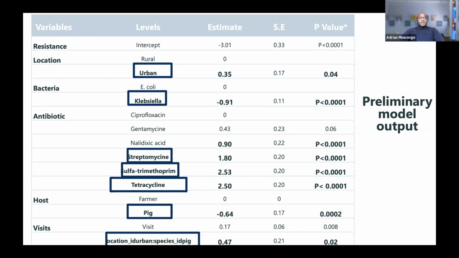Here we use a mixed effects logistic regression model, and we're using the household as a random variable. And we see that you're most likely to encounter resistance in the urban setting, and you're less likely to encounter resistance with Klebsiella. You're more likely to encounter resistance in the farmer than in the pig. The only exception is the urban pig at the bottom, where, if we use an interaction term, we find that the urban pig is carrying more resistance than the pig in the rural setting.